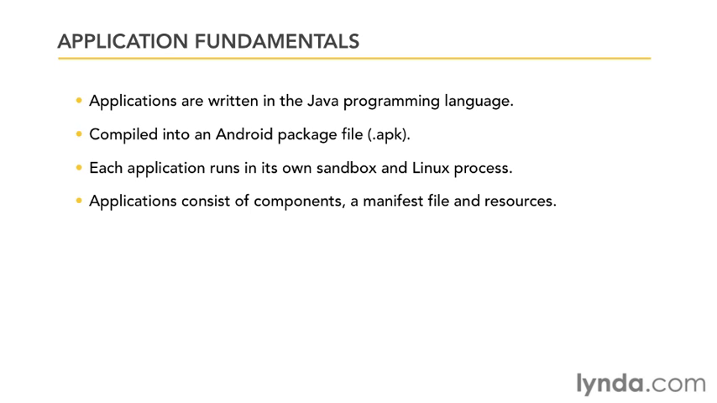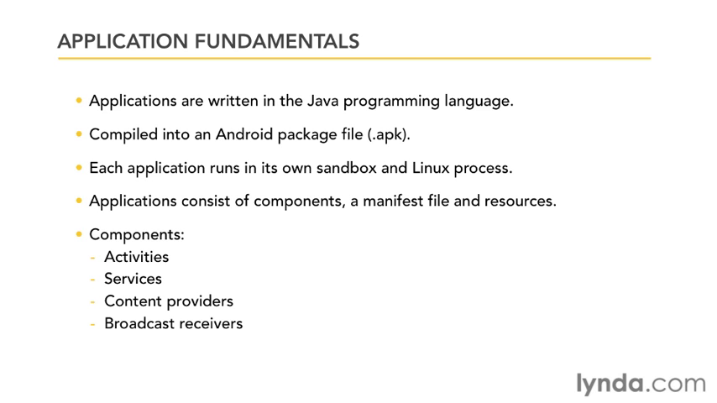Your applications are going to consist of components, a manifest file, and resources. And resources being anything that you include with your application: images, video, audio. So what are the components that you can include in your application? Well, there are 4 main components that can be used to build Android applications. They are activities, services, content providers, and broadcast receivers. So let's look at each of these individually to learn a little bit more about them.